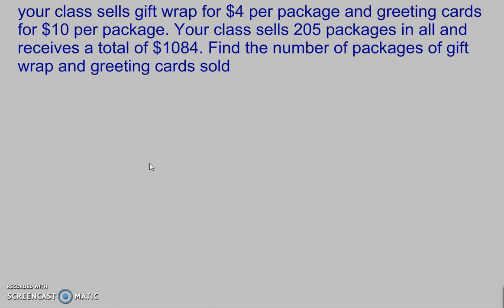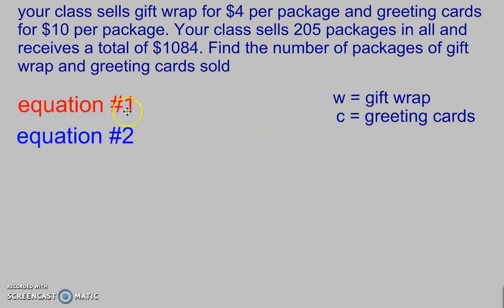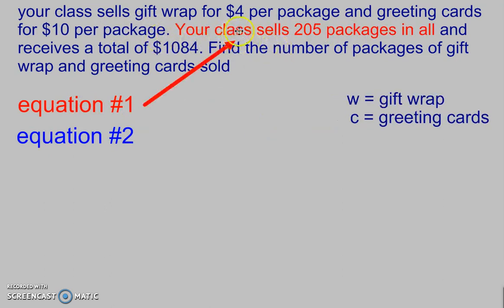Alright, so we want to look at this and dissect it a little bit. We'll define some variables. We'll use W for gift wrap and C for greeting cards. Our first equation, looking at this, we sell 205 packages in all. That means adding up all the gift wrap sold and all the greeting cards sold, we sell 205 packages. So gift wraps plus greeting cards is 205.